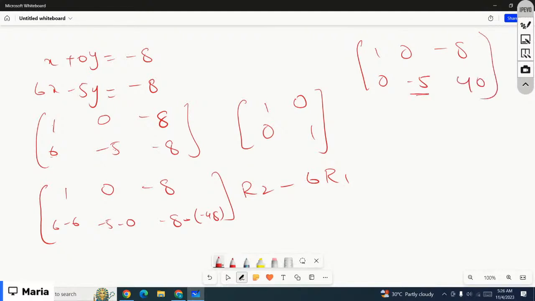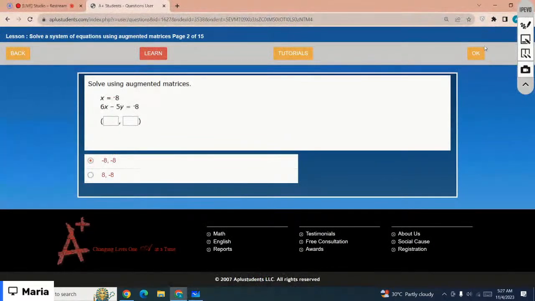You need to make one here. Just divide this row by negative 5, right? 1, 0, negative 8. 0, negative 5 over negative 5 is 1. 40 over negative 5 is negative 8. Basically, the operation we did is negative 1 over 5 R2. So the solution of the system is negative 8 and negative 8. Got it? The solution of system of equation is negative 8 and negative 8. Option number 1 is the correct option. Got it?